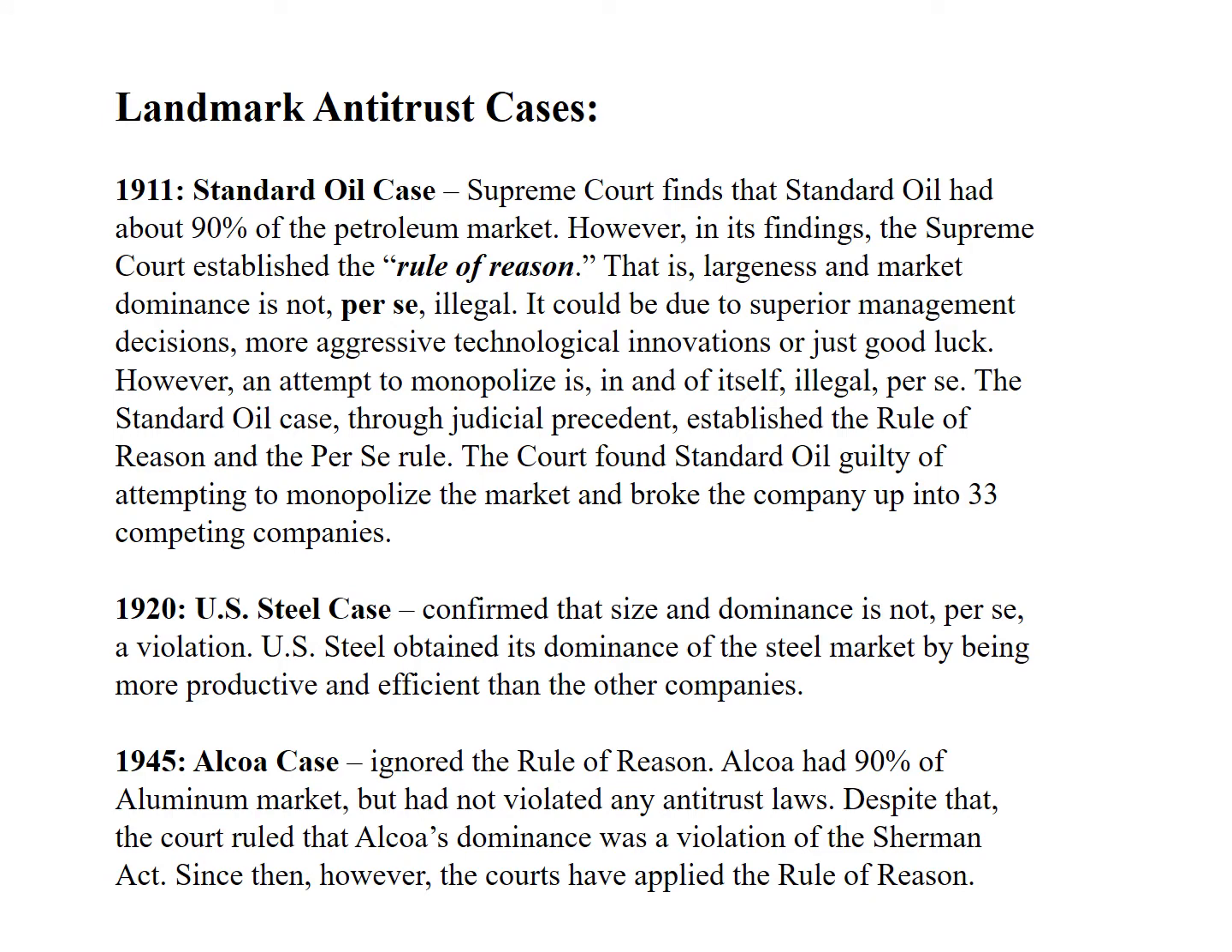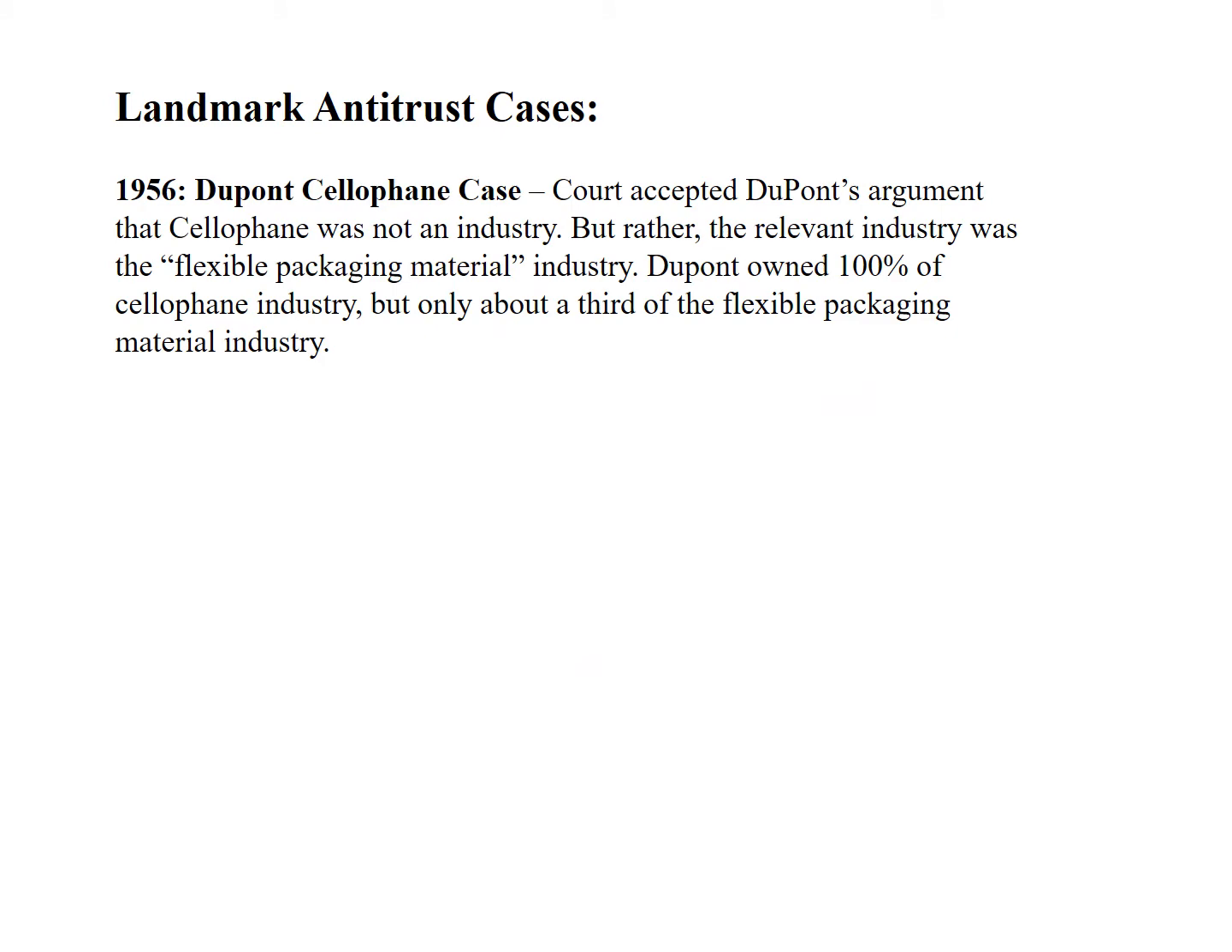Here are some examples of landmark cases in the history of antitrust legislation. We've already mentioned the Standard Oil case of 1911, the U.S. Steel case of 1920 and the Alcoa case of 1945. We've referenced the DuPont cellophane case of 1956 in a previous video on elasticity. DuPont controlled 100% of cellophane production, and were therefore charged by the Department of Justice of being a monopoly.